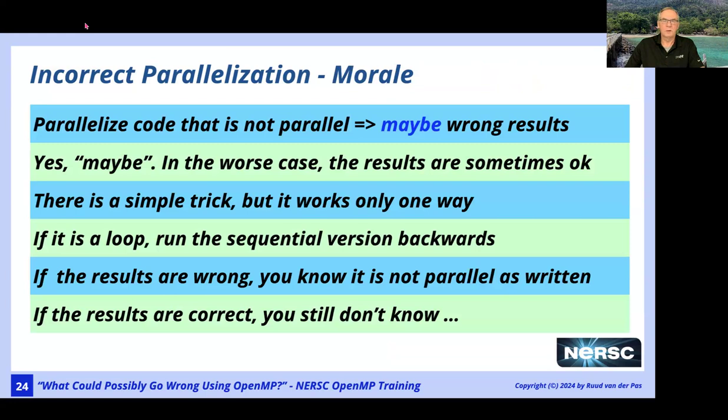So that's why I say when you parallelize code that's not parallel, maybe you get wrong results. That's really, again, the nasty thing. And there's a simple trick for a loop that I have used quite a lot and still do. If you want to know whether the loop is parallel, run the sequential version backwards. You start with the last iteration and you go back to the first one. If the results are wrong, it means that there's ordering in the loop. So you know it's not parallel as written. Maybe you can rewrite it to eliminate a dependence, or you can isolate the dependence in a single region. But as written, you can't just jam in a pragma OMP for, or OMP do in Fortran.